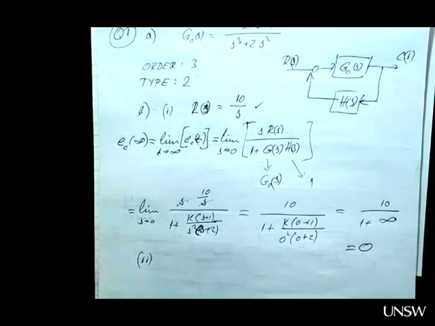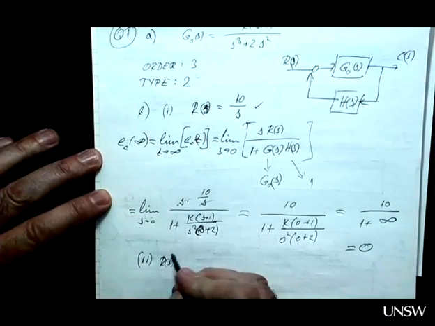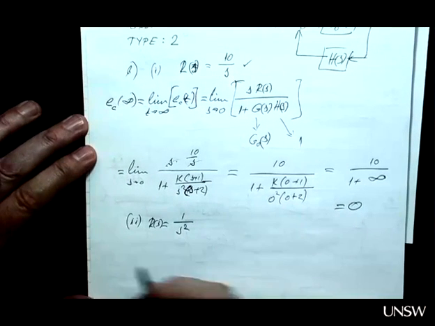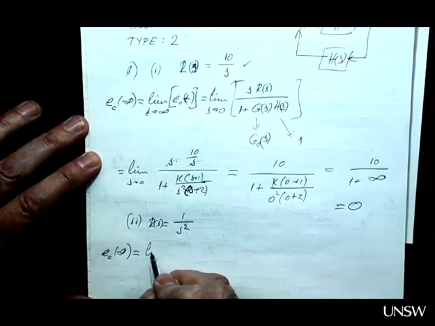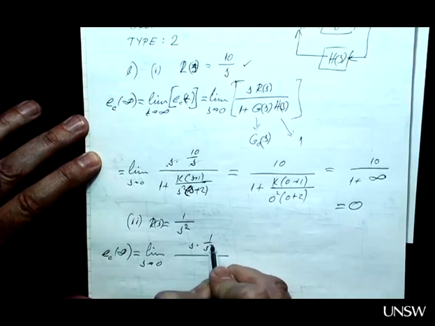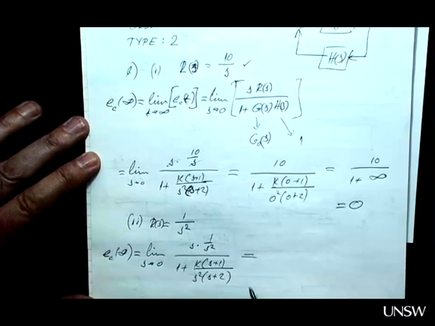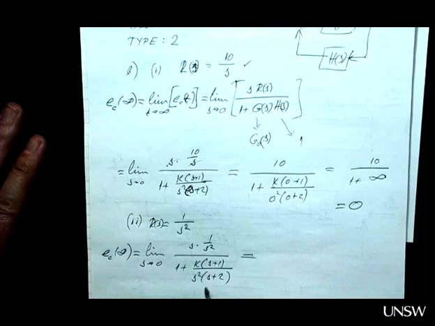Okay, case 2. Our input is now a unit ramp, so it's 1 over s squared. Ec of infinity in this case is limit s approaching 0 of s times 1 over s squared, over 1 plus K(s plus 1) over s squared (s plus 2). Here we cancel s and 1 s here, so we have 1 over s. So 1 over 0 will give us infinity. Down here, we still have the same thing as before, 1 plus infinity, which is infinity.